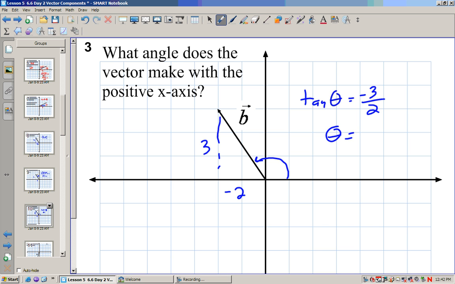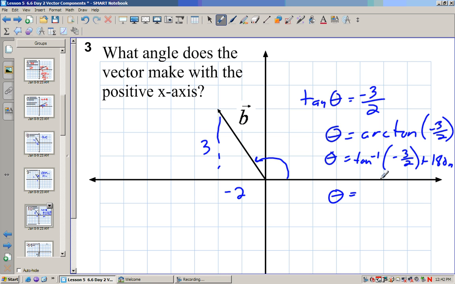But what I should have done is taken the arctan. Alright, so when I take the arctan, this is going to be the inverse tangent of negative 3 over 2 plus 180n. So really this is negative 56.3 plus 180n.